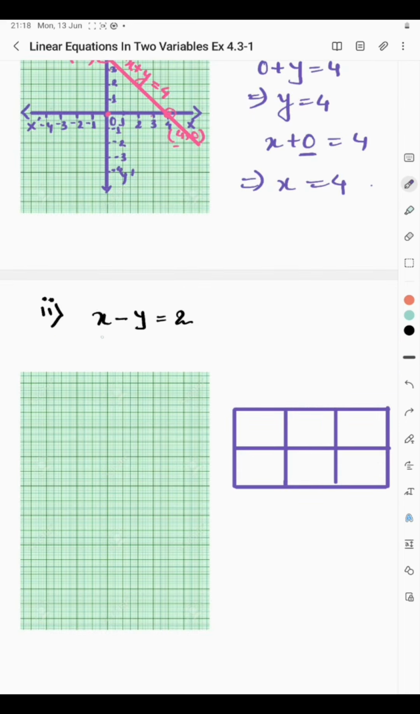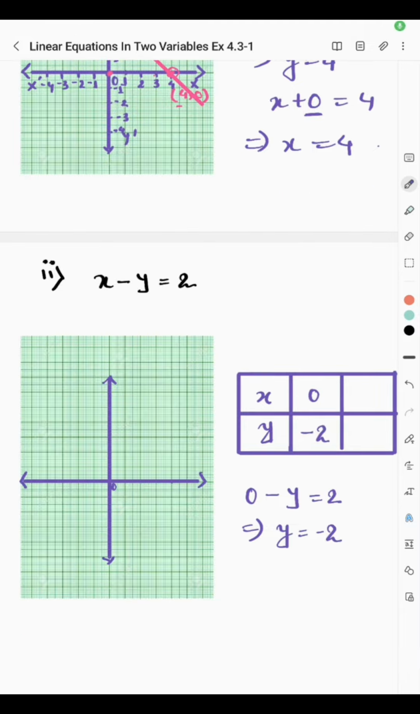Now in the next part we have x minus y is equal to 2. So again we will have to find two solutions of this equation. For this we'll take x and y. We will make the table and then write x and y. Now at first we are considering the value of x, say 0. So if the value of x is 0, then 0 minus y is equal to 2. So what will be the value of y? It's minus 2. So (0, -2) is the solution.